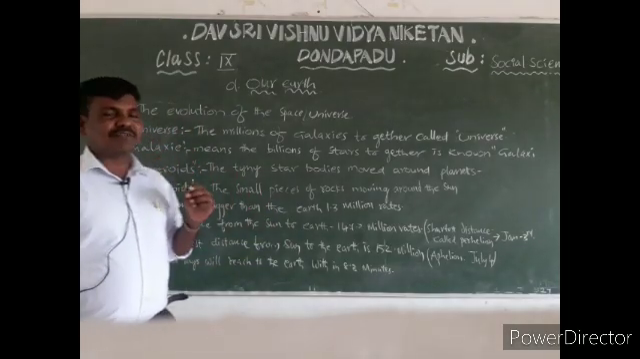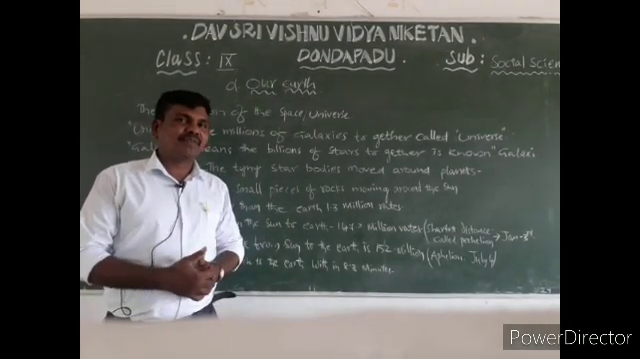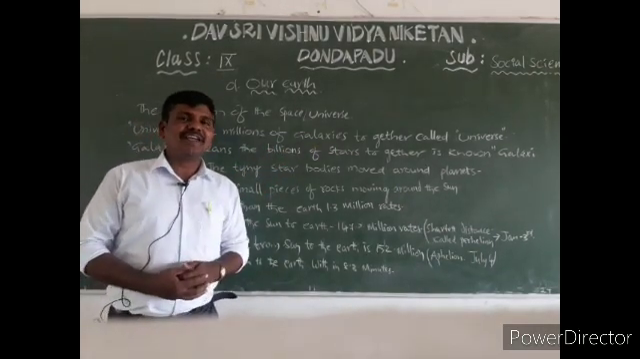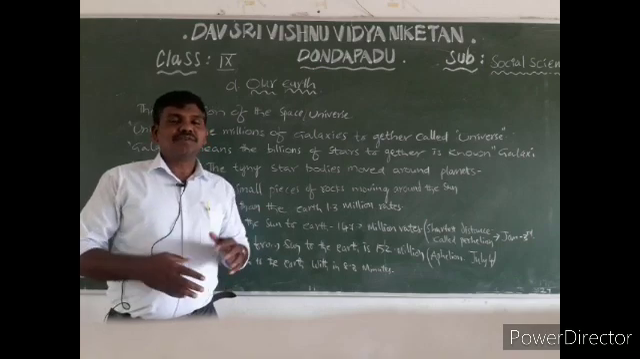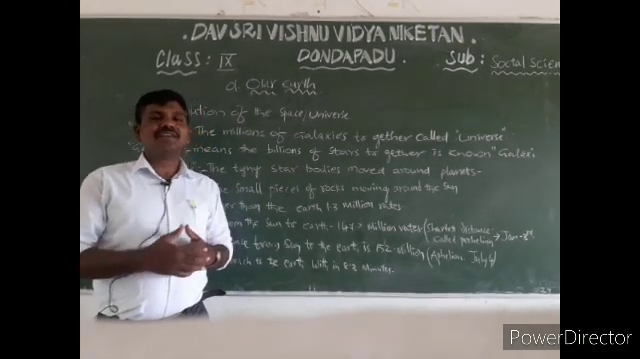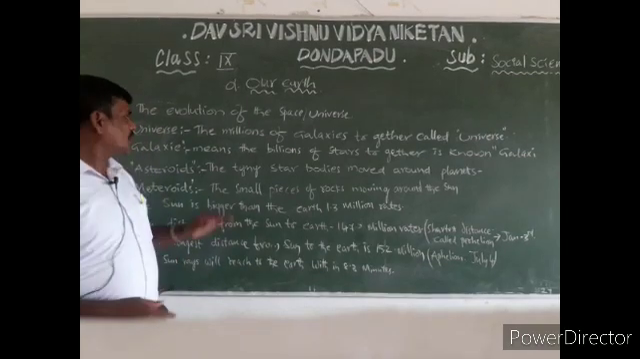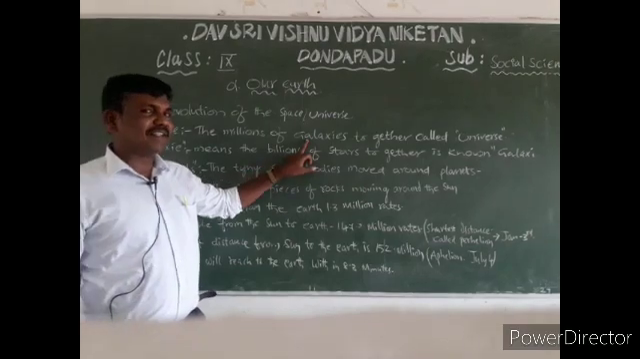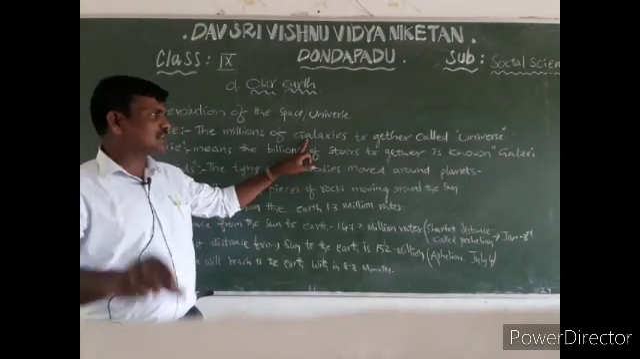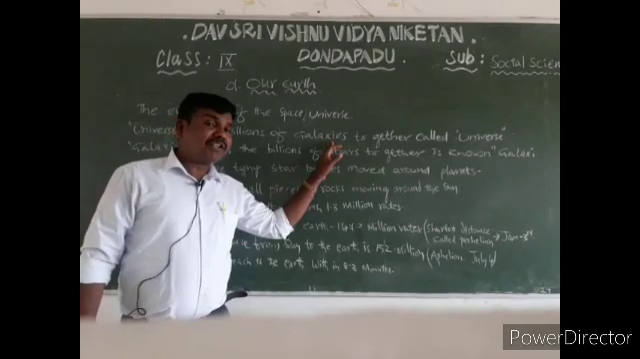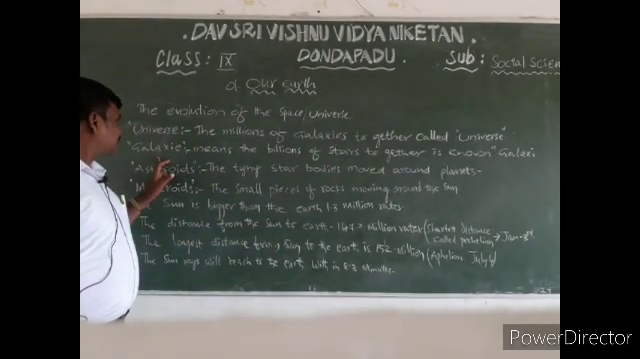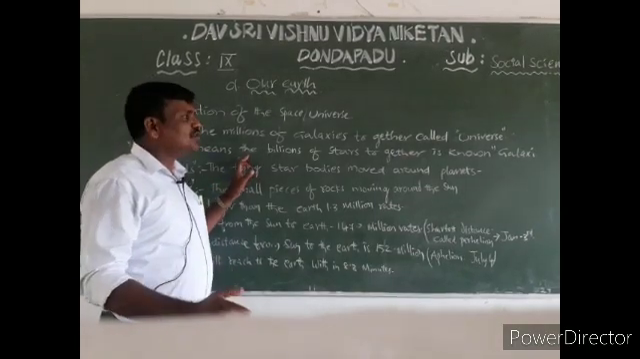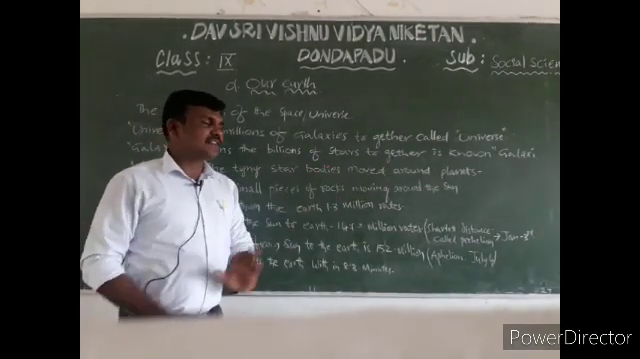What is meant by universe? The millions of galaxies together are known as the universe or space. Next, a new term has come: galaxy. What is meant by galaxy? Billions of stars together are known as a galaxy.